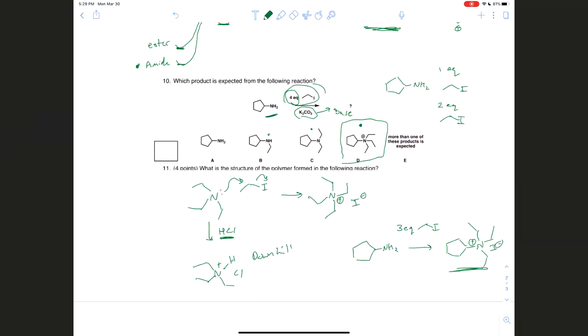So since we would still have ethyl iodide around, A could go to B, all of the molecules that form B can go to C, and all of the C's will be able to go to D. So 3 would be the minimum number of equivalents to get you all the way forward. 4 would leave you with still 1 equivalent of ethyl iodide after the reaction's done. Cool.